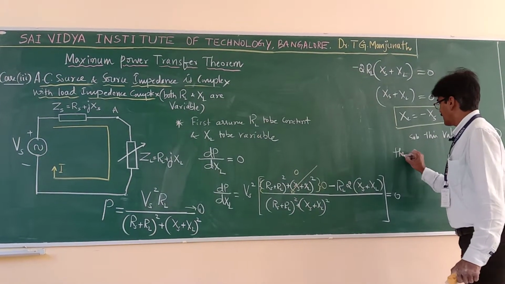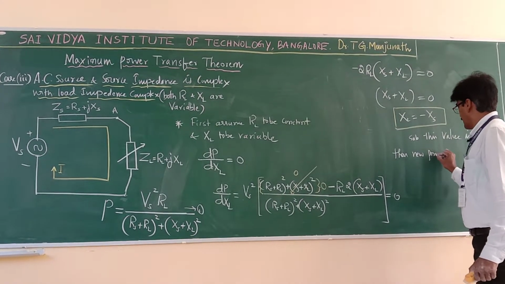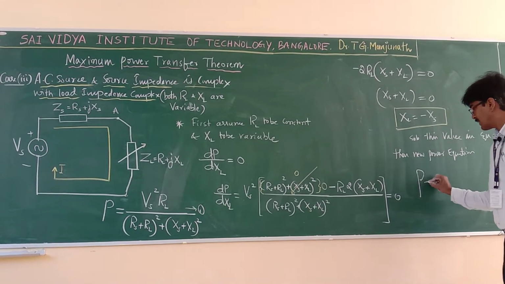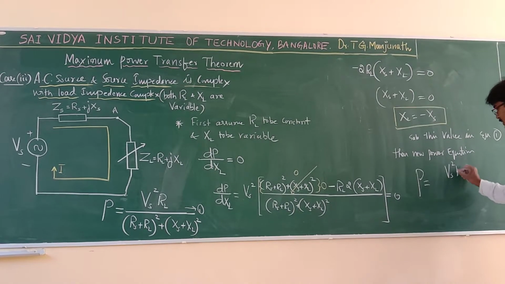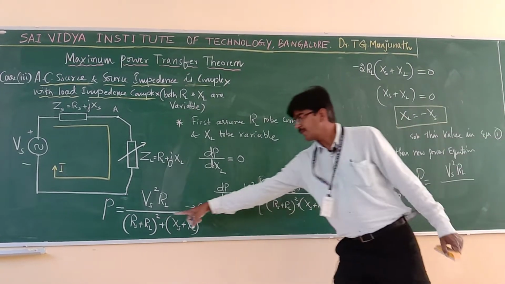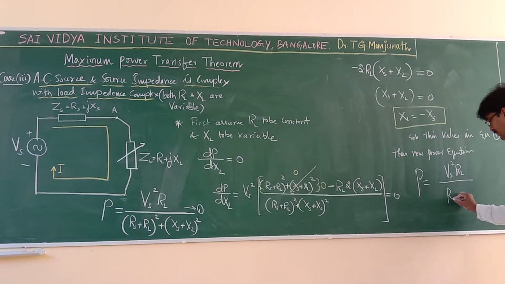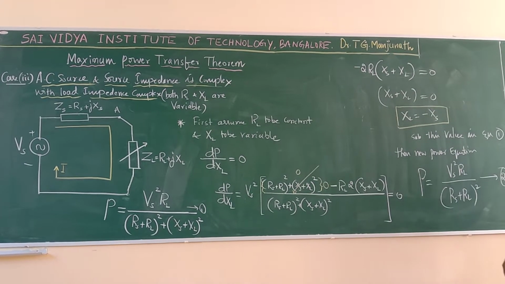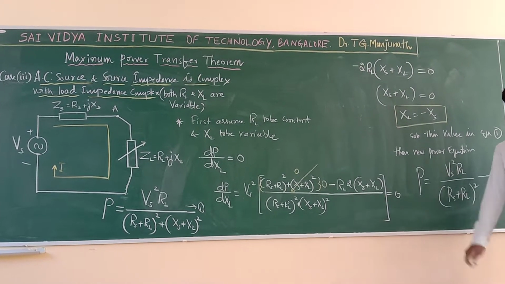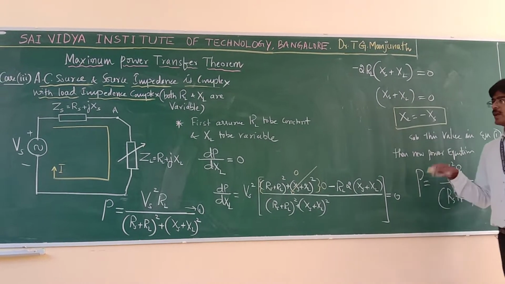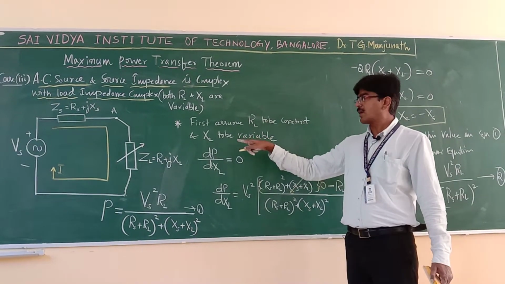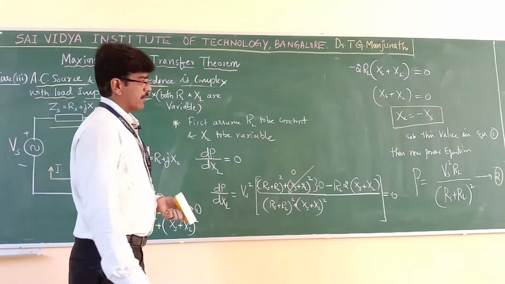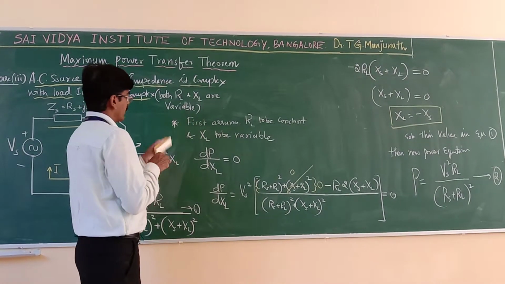The new power equation is given by P is equal to Vs squared into RL divided by (Rs plus RL) whole square. Now this is your new power equation because the second term becomes 0. This new power equation, now I have to differentiate with respect to RL, assuming RL to be variable. Okay. Now what I have to do? All of you observe here.